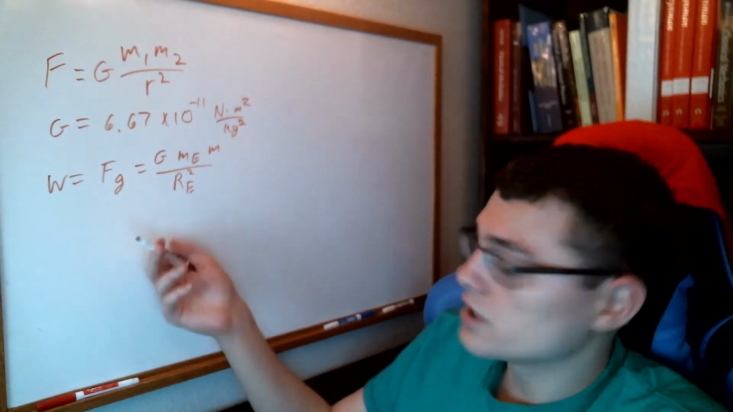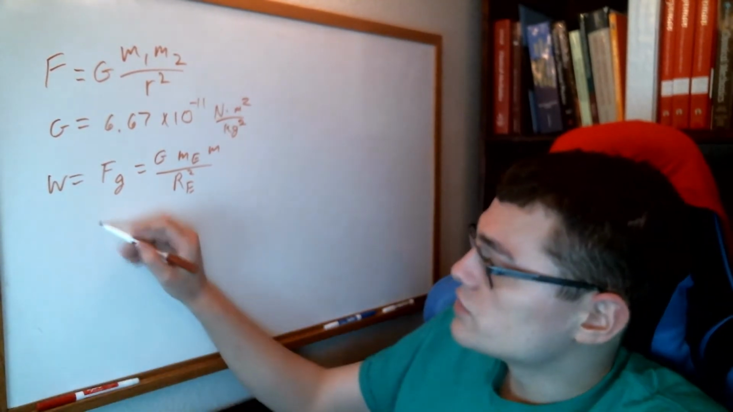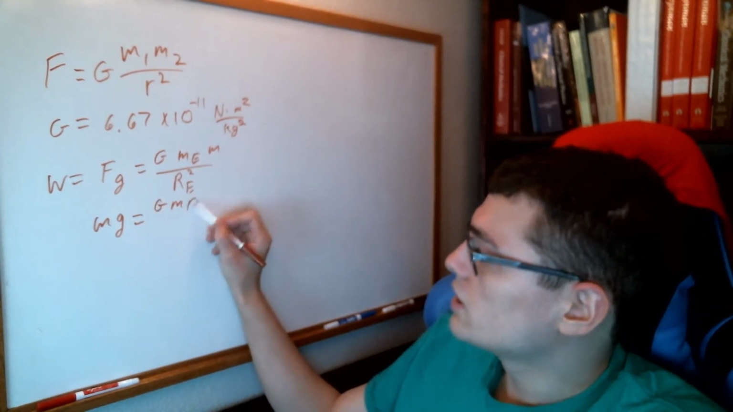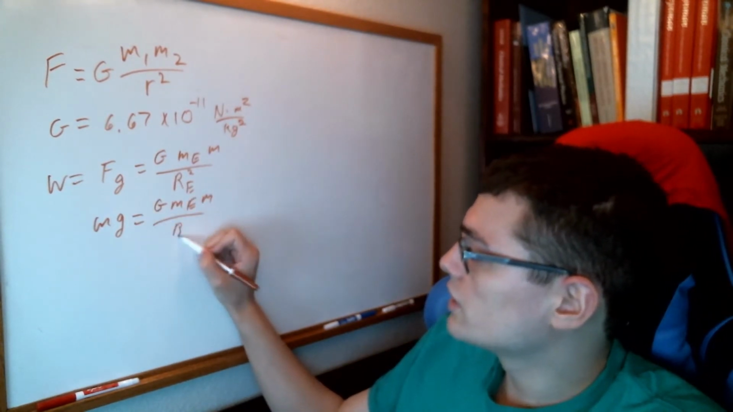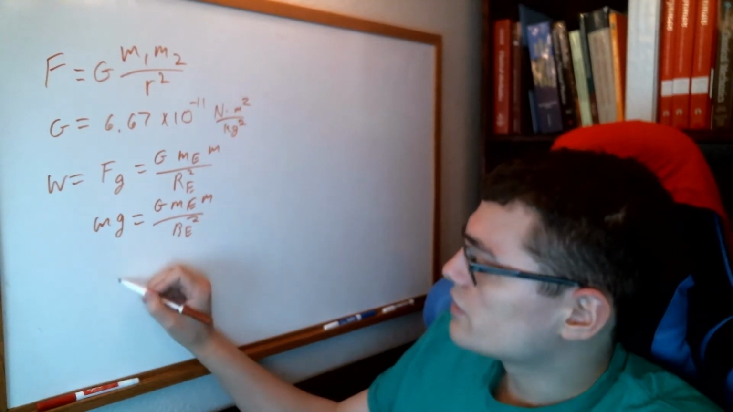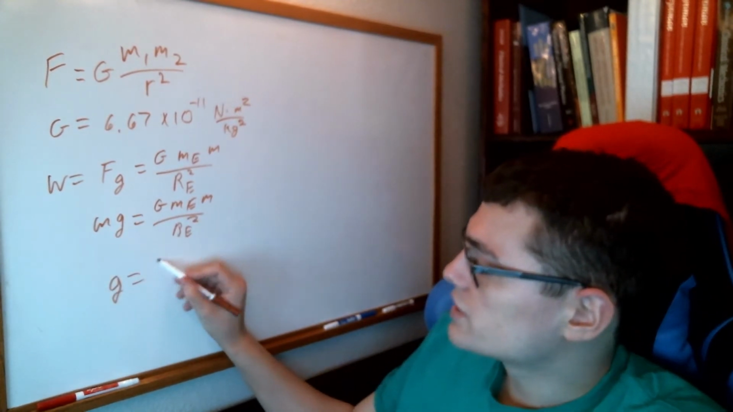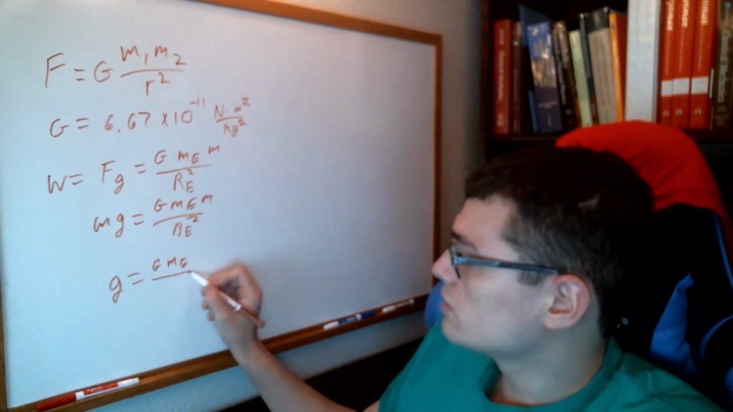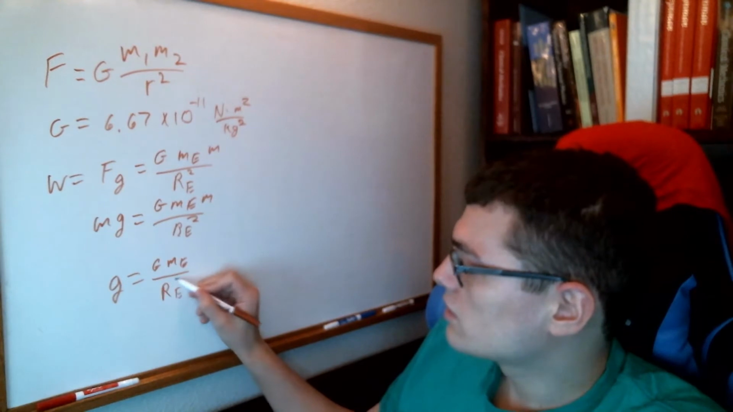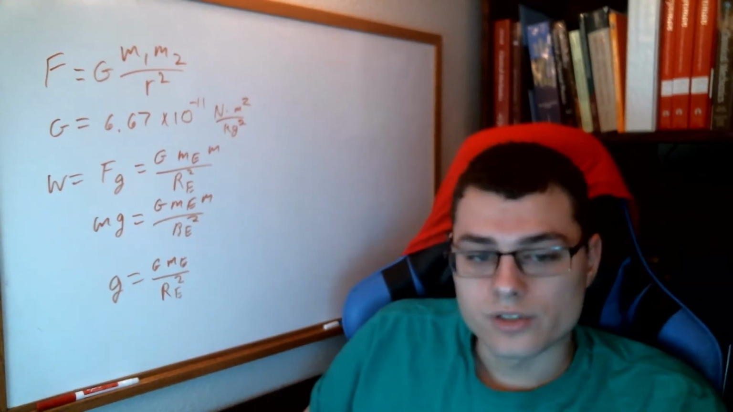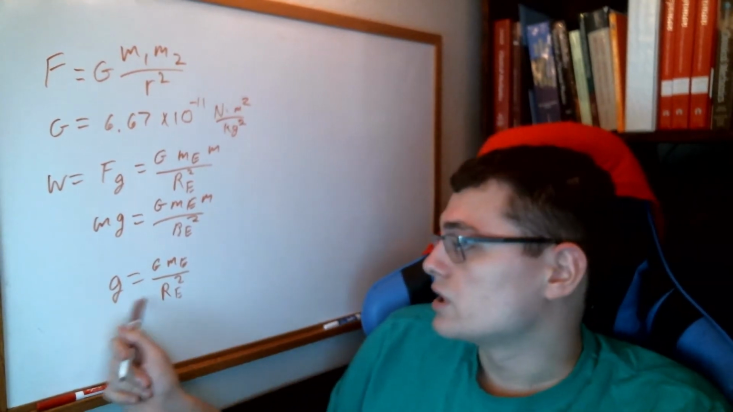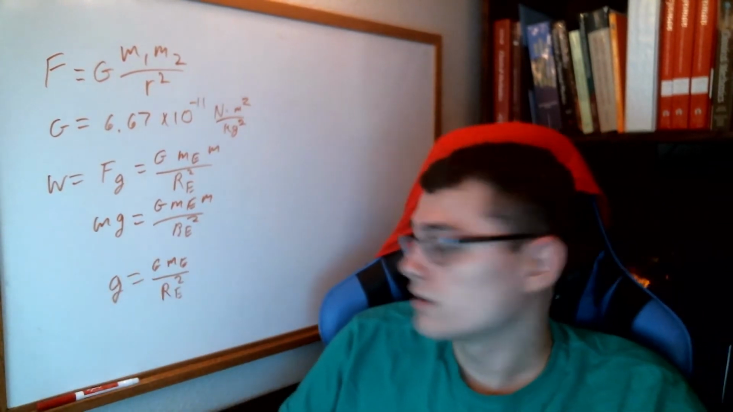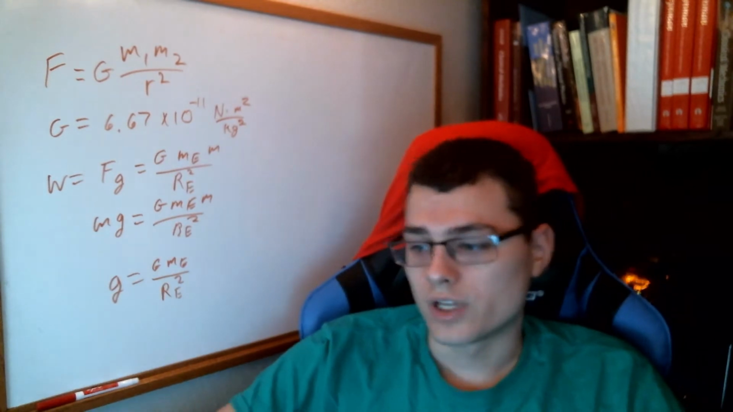And so this gives you what Fg is. Remember, Fg is going to be equal to mg, and so this is equal to G M_E m over R_E squared, and so the value of g itself is going to be equal to G M_E over R_E squared, since your m's cancel. So very easily we can derive what the value of g is by taking the mass of the Earth over the radius of the Earth squared, and multiplying by our gravitational constant.